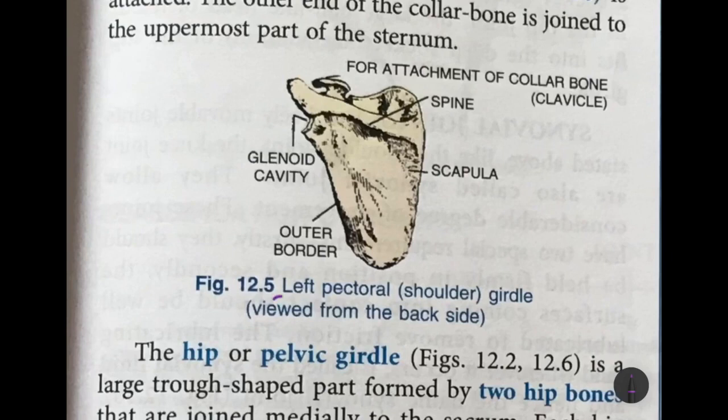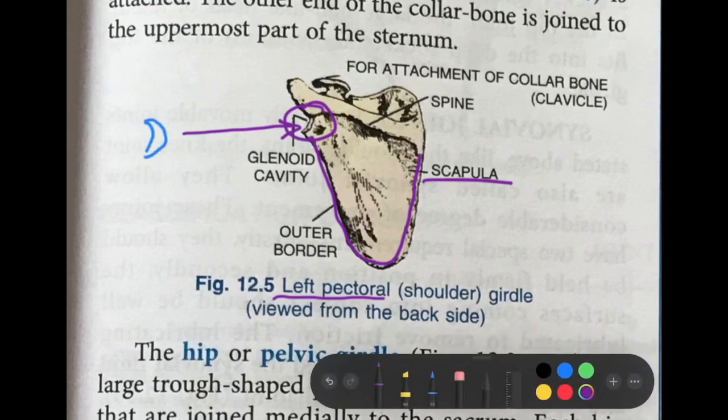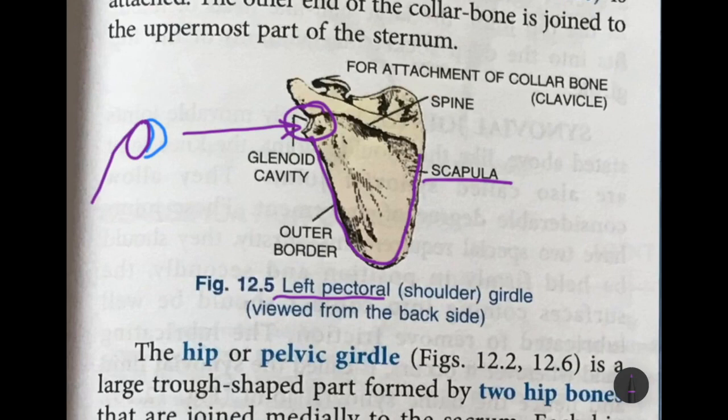Here you can see the diagram of the left pectoral girdle as viewed from the back side. It is made up of a flat triangular shoulder blade, which is also known as the scapula, and the scapula lies dorsally behind on the upper ribs on either side of the vertebral column in the thoracic region. Its outer apex, this tip, contains a cup-shaped glenoid cavity. This portion is the glenoid cavity. It is a somewhat cup-shaped depression, to which fits the rounded upper head of the humerus, the long bone of the arm. So it comes and fits inside.